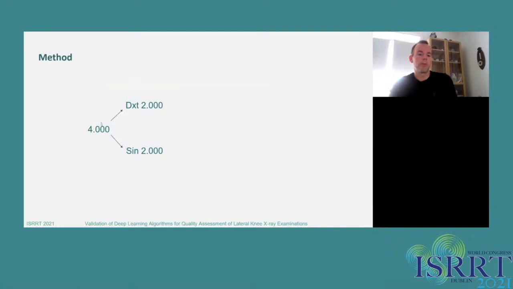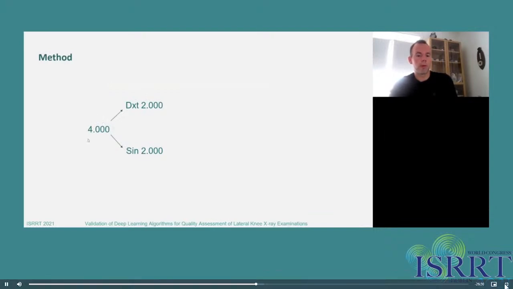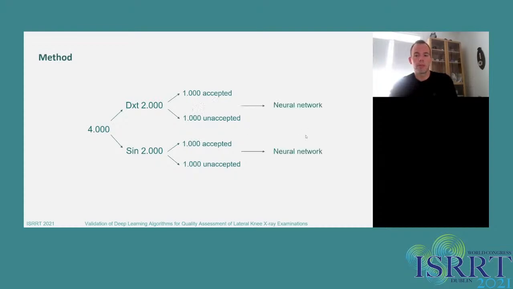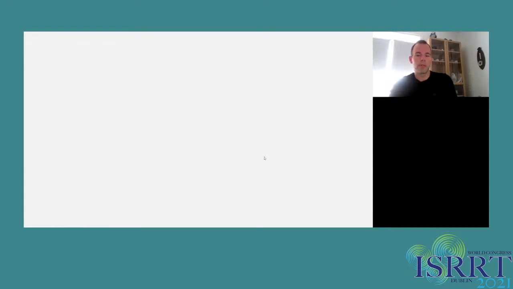So we took 4,000 images from our local hospital. There were 2,000 of the right knee and 2,000 of the left knee. Then we subdivided the right and the left knee into 1,000 accepted and 1,000 unaccepted. And then we trained a neural network for the right knee and for the left knee. Now we're going into the results, and my partner will present the results.